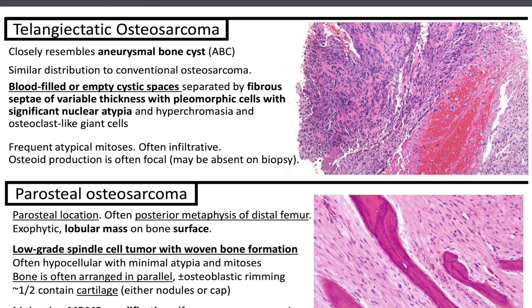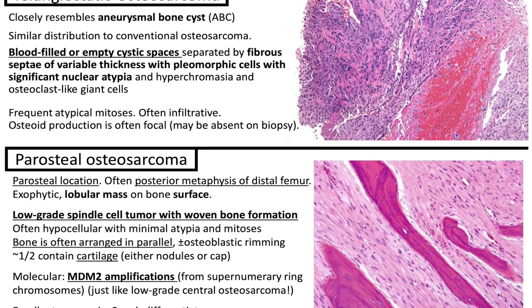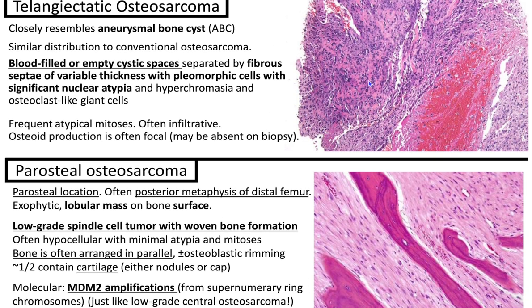And this is why it's hard, because if you only get a biopsy and you don't sample the osteoid and you don't sample for some reason the atypical cells, your differential includes that aneurysmal bone cyst. So you've got to be really careful if you're thinking ABC to rule telangiectatic osteosarcoma out.